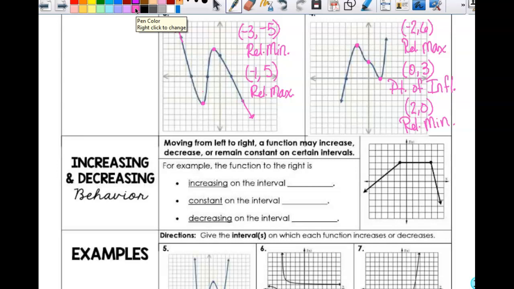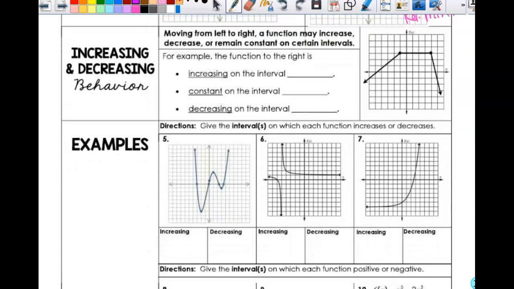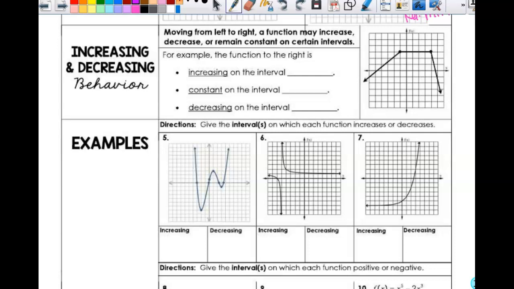So moving from left to right. You always go from least to greatest. Okay? Left to right, bottom to top. Some of y'all still trying to do all the range and stuff backwards. So moving from left to right, a function may increase, decrease, or remain constant in certain intervals.